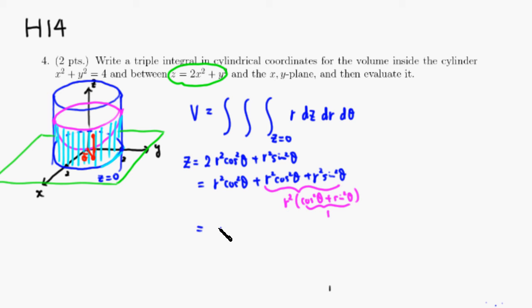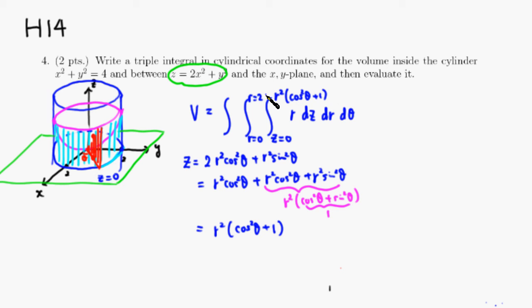So this is r squared factored out, and you have cosine squared of theta plus 1. So z is equal to r squared times cosine squared of theta plus 1. That takes care of that. After that, r is going to start from 0 all the way up to the edge, which is the radius 2. So r is going to be from 0 to 2.